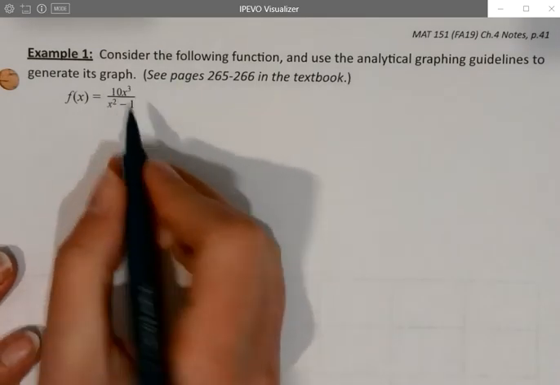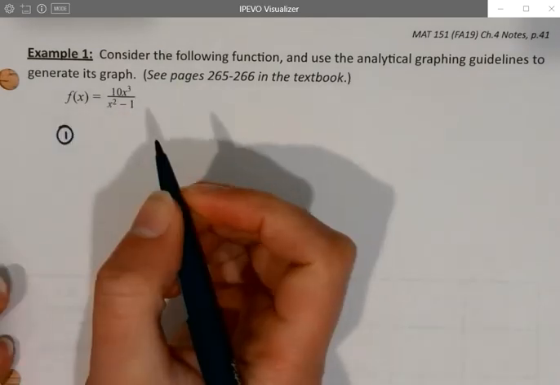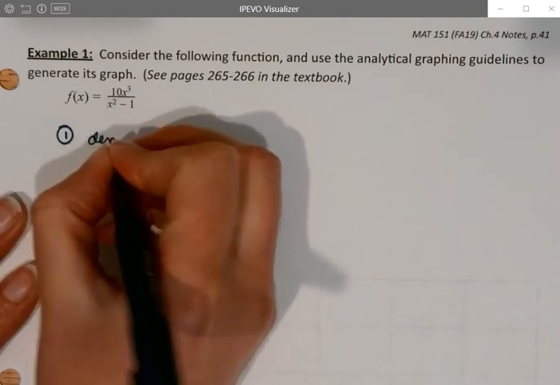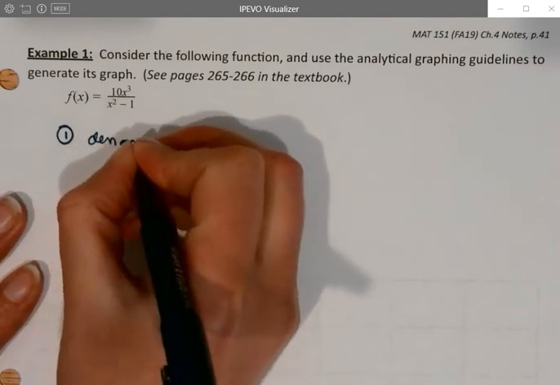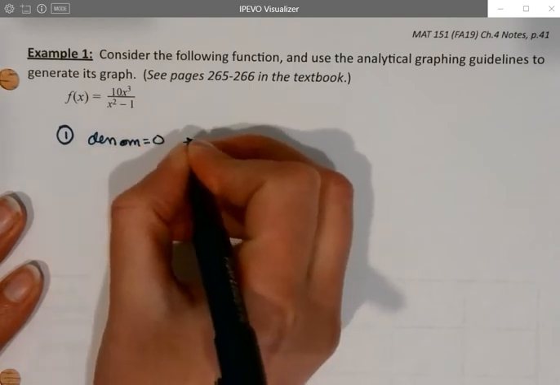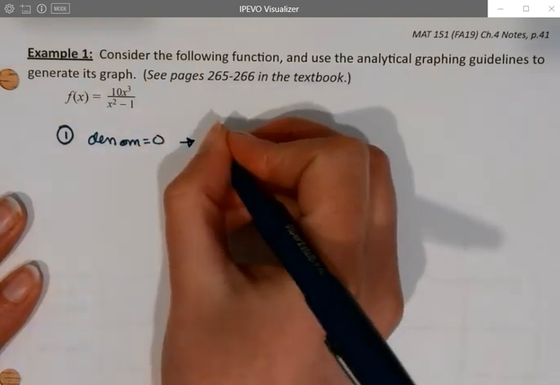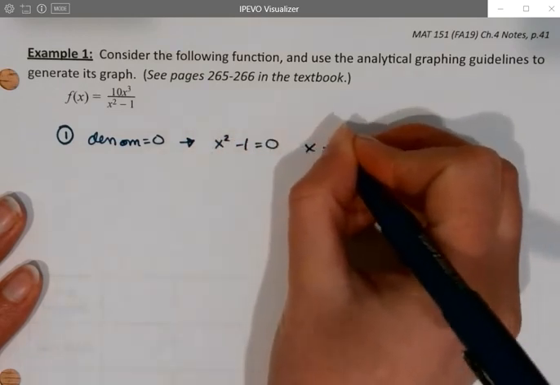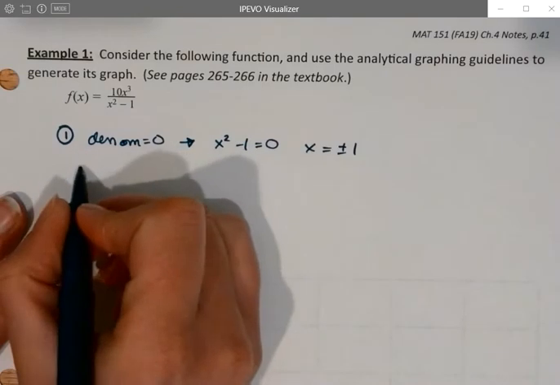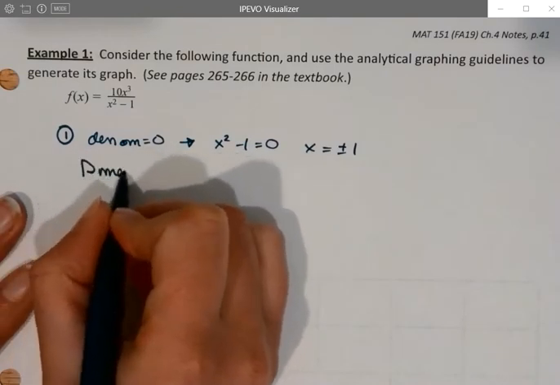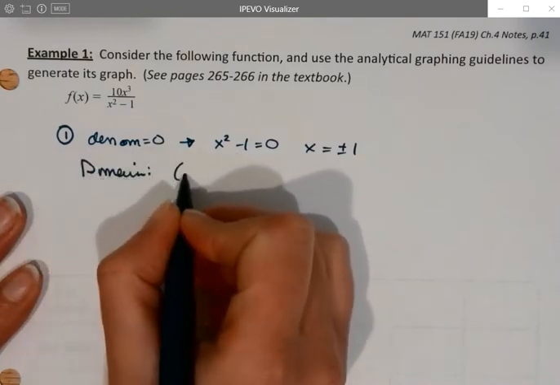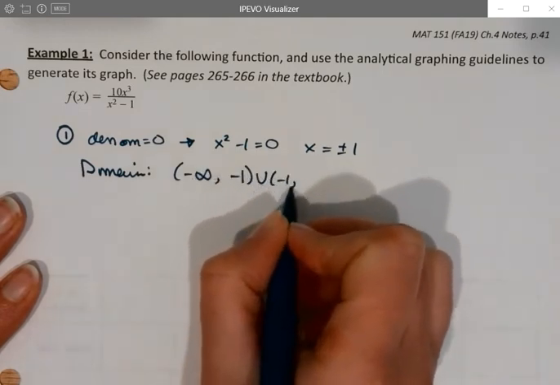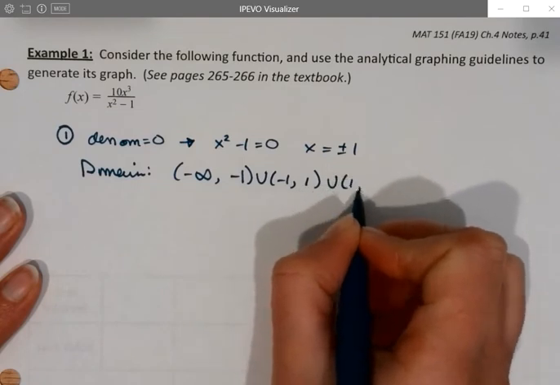It's a rational function. So in the first step, when I get into the domain or interval of interest, I'm going to look for places where the denominator is equal to 0, because that is going to give us excluded values not in the domain. So our denominator x squared minus 1 equals 0 gives us x equals plus and minus 1. And so that means that our domain is going to exclude those two values, so negative infinity up to negative 1, then negative 1 up to positive 1, and then 1 to infinity.